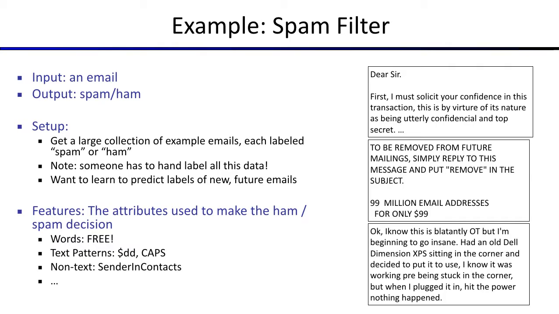So spam looks like this. I get an email, maybe an email saying, "Dear sir, first I must solicit your confidence in this transaction that by virtue of its nature as being utterly confidential and top secret." Do we think this is an email that one of my friends sent to me, or do we think this is a spam email? This is a spam email, right? But how do we know this?